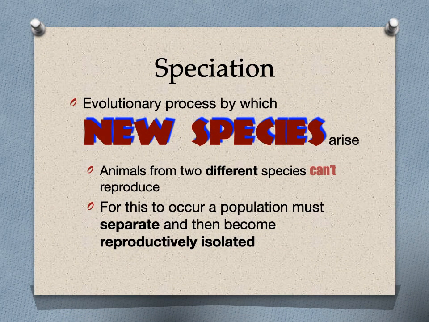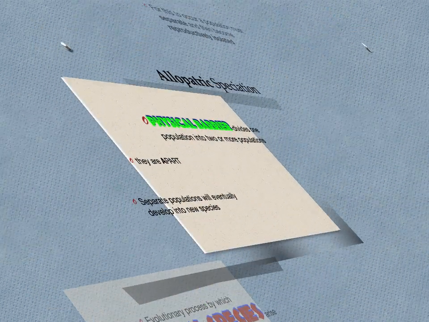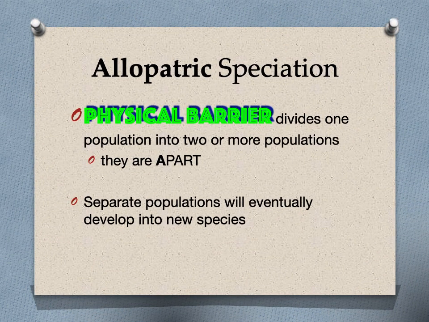Speciation is the process by which you get a new species. Animals from two different species can't reproduce, so for that to happen, you've got to have those prezygotic or postzygotic isolation events to occur. There are two types of speciation you need to know.